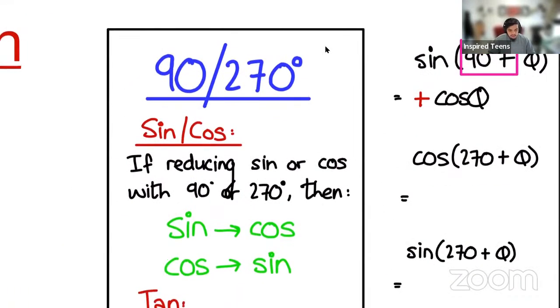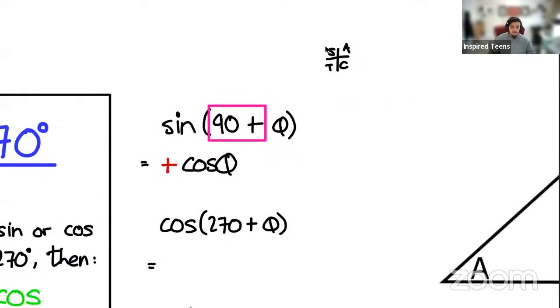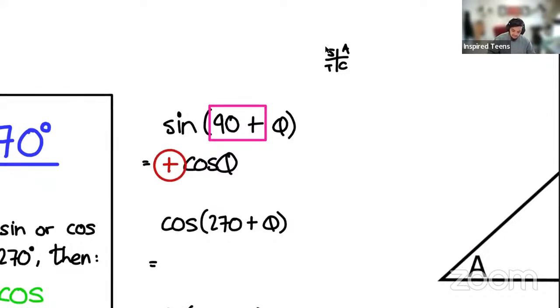because that's following the rules. If reducing sine or cos with 90 or 270, then we change sine to cos or cos to sine, and that's exactly what I've done here. We are reducing sine with 90, so whenever we do that, I'm changing sine to cos. However, you will notice that the mathematical sign, the positive or negative, is determined by the first trigonometric ratio, not the second, because the second one is cos. I changed it to cos. The first one was sine. So whether I got a positive or a negative was determined by whether sine was positive in this quadrant.